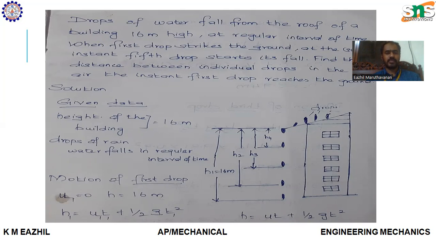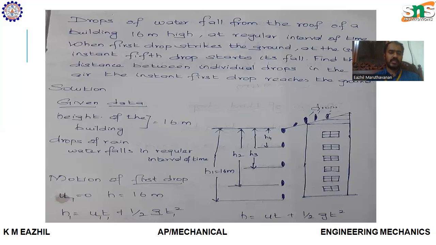Let's get into the problem. Height of the building is 16 meters. The drops of rainwater fall at regular intervals of time. These are the two given data from the question. We have a standard formula to find the height: H is equal to ut plus half gt square. H is the height, u is the initial velocity, t is the time taken, and g is the gravitational acceleration. Since it is falling vertically downwards, we take the g value as 9.81 meter per second square.